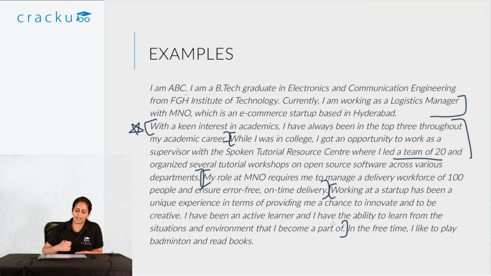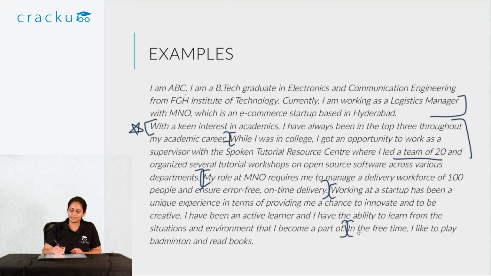So instead of saying that I'm an active learner, what you should say is that by working at a startup, I was exposed to taking a lot of decisions in a quick time, and the nature of the work required me to learn quickly and to adapt to the changing situations. That gives the same signal that you have the ability to learn quickly without saying that I am an active learner. Saying I am an active learner is actually a bad way of putting things.